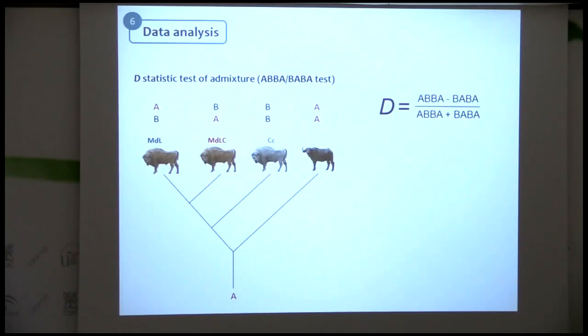We investigated admixture by using this statistic test of admixture, also called the ABBA-BABA test. This is a test involving 4 genomes: a genome from each of two sister populations, a genome from a third population, which is a potential source of introgressed genome, and the outgroup genome to identify the ancestral state.